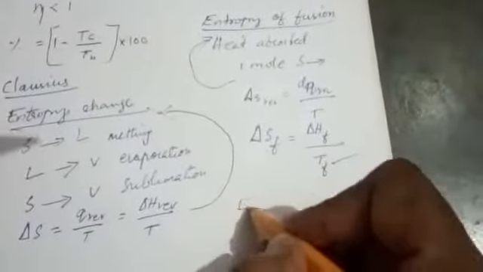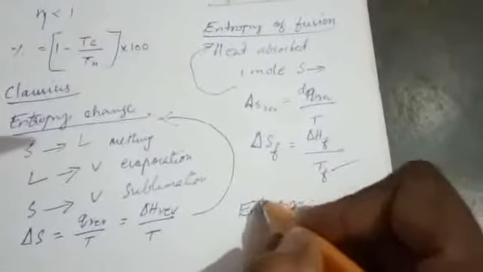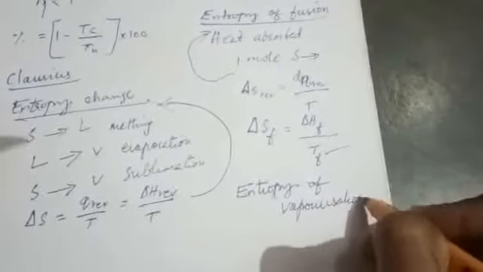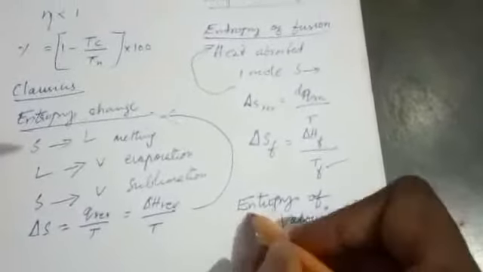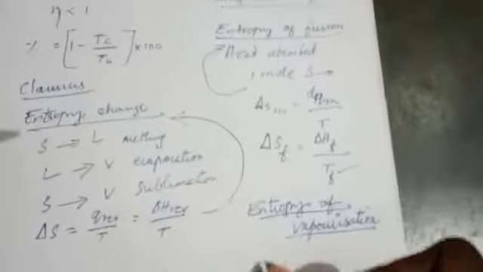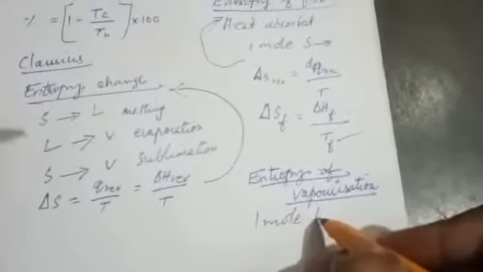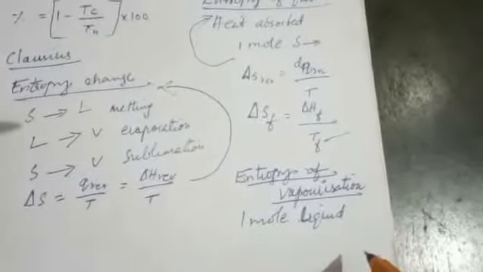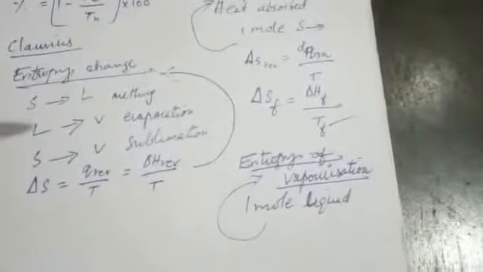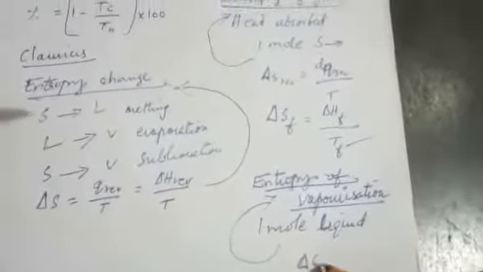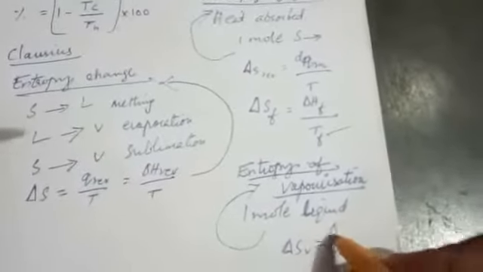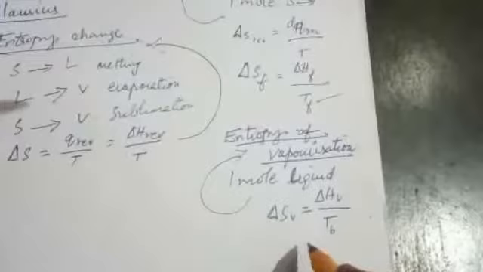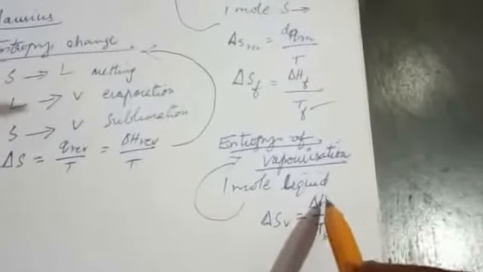Next, entropy of vaporization. Heat absorbed when one mole of liquid boils at its boiling point reversibly is called molar heat of vaporization. That means delta S vaporization equals delta H vaporization divided by temperature Tb. Tb is the boiling point. Delta H v is the molar heat of vaporization.